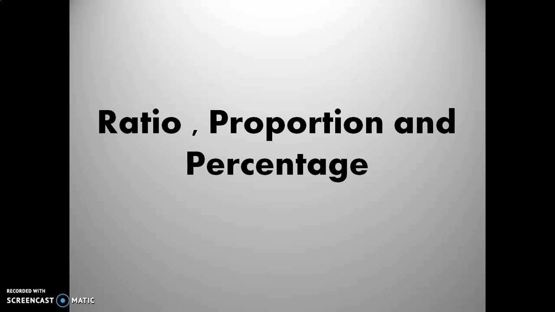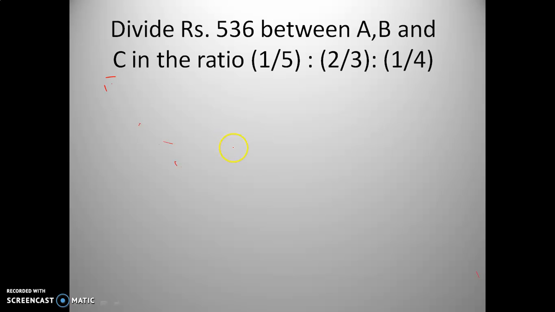Are you all ready? The first problem that we are going to see today is: divide rupees 536 between A, B and C in the ratio 1/5 is to 2/3 is to 1/4. Okay, this is the ratio they have given. As usual, we have to simplify this to have a proper method. Otherwise, what will you do?